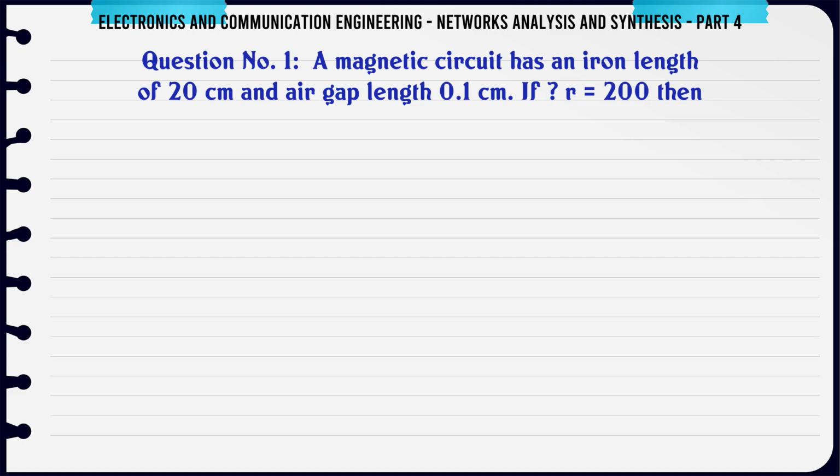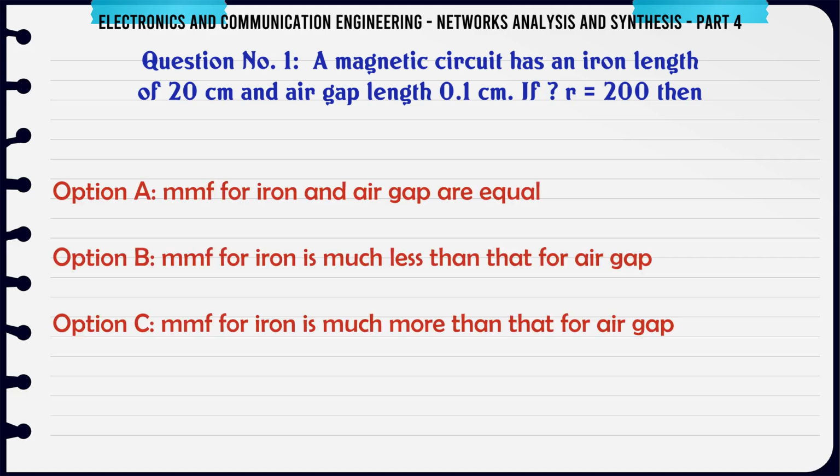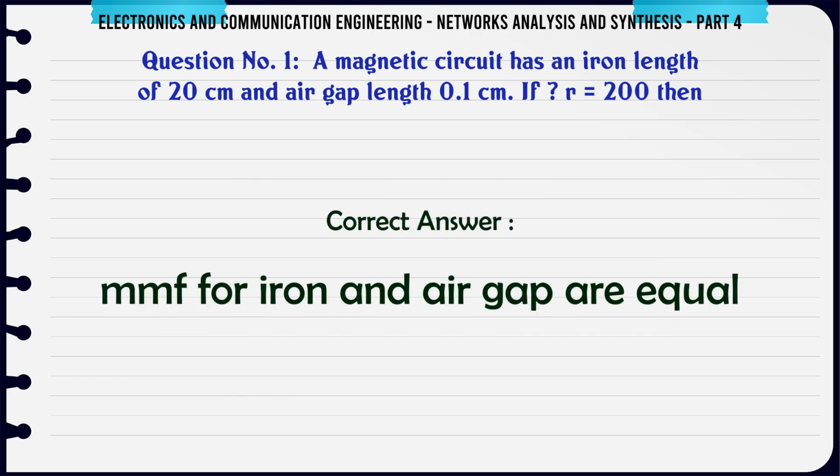A magnetic circuit has an iron length of 20 cm and air gap length 0.1 cm. If μr = 200, then A: mmf for iron and air gap are equal. B: mmf for iron is much less than that for air gap. C: mmf for iron is much more than that for air gap. D: either A or C. The correct answer is mmf for iron and air gap are equal.